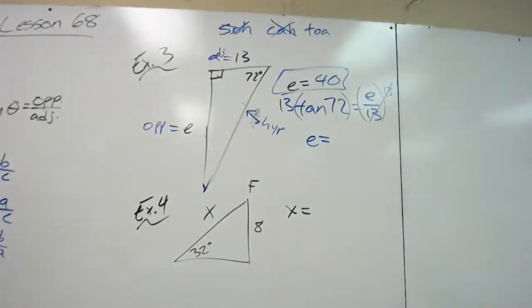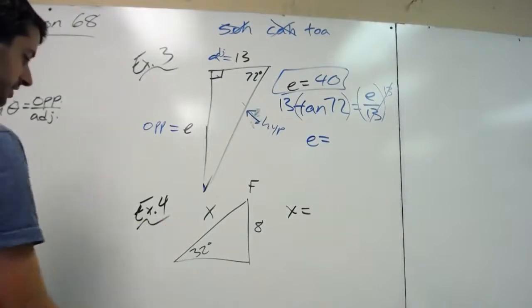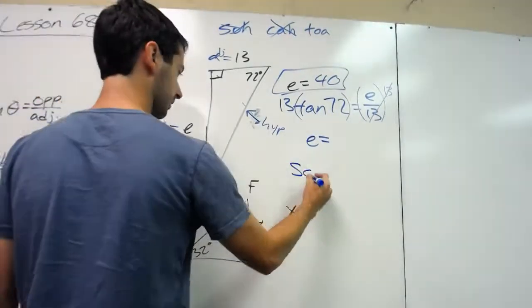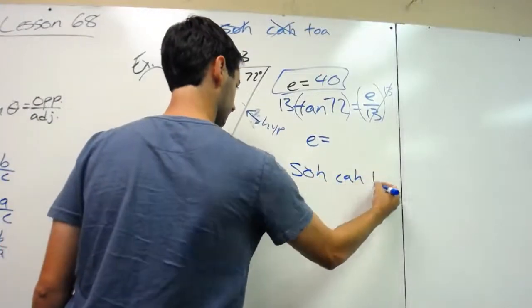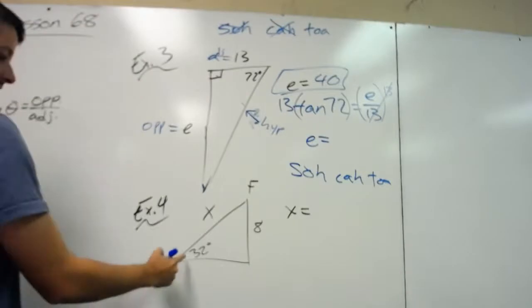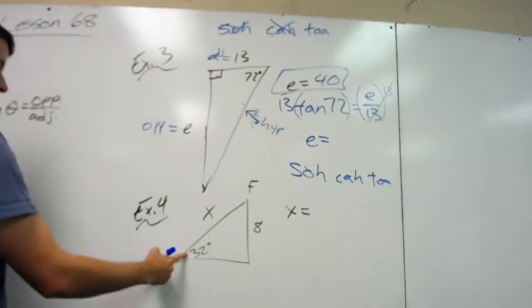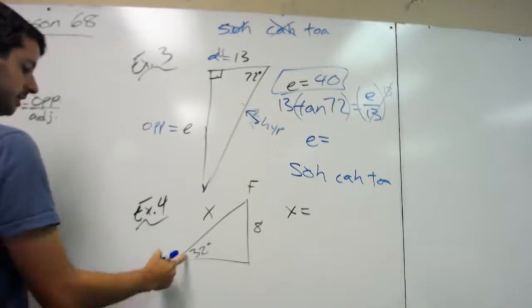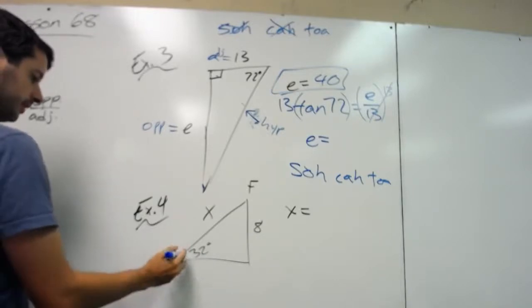Now let's look at one more. Example 4 says find x. Okay, let's look at our acronym, SOHCAHTOA. Okay, 32 degrees is what we're given. So what is 8 and x in relation to 32 degrees? Well, 8 is the opposite side.